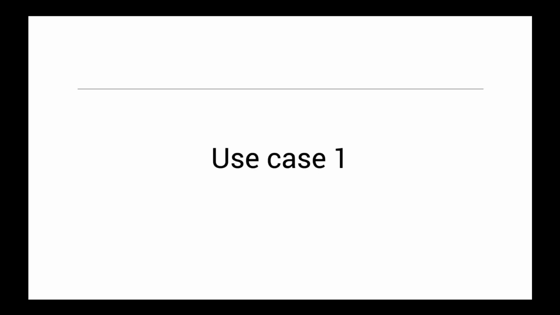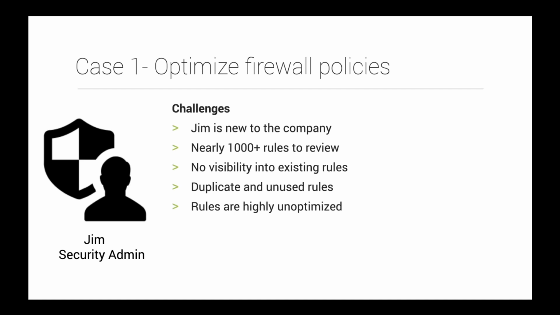Case 1. Let us look at the first task in hand for Jim: optimize firewall policy. Jim has the following challenges. It is a 10-year-old company and there are more than 1,000 rules for him to review. He has to review each rule manually and has no direct visibility into the existing rules. Since it is an old company and rules have not been reviewed from day one, there are a lot of duplicate and unused rules. More than one security admin have written the rules and hence the rules are highly unoptimized.